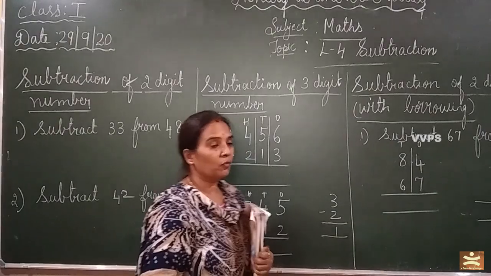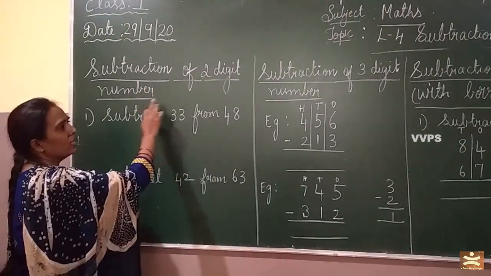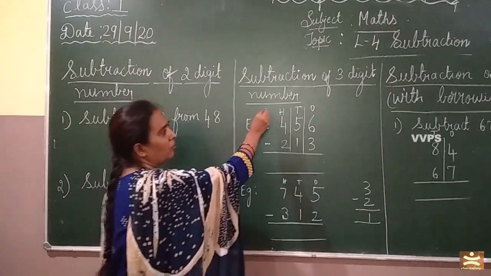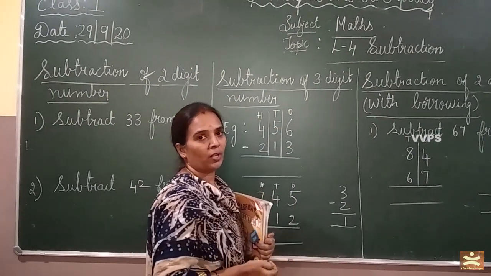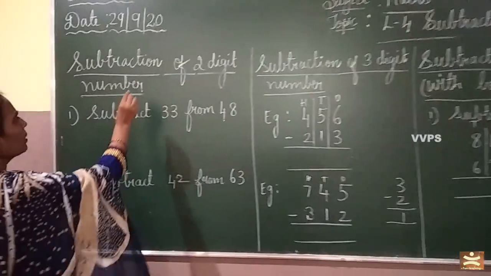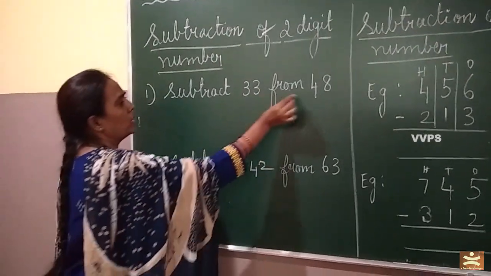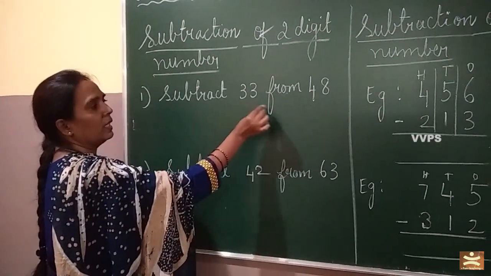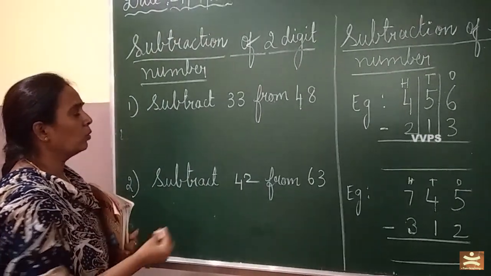Now you will be learning subtraction of 2-digit numbers, subtraction of 3-digit numbers, and subtraction of 2-digit numbers with borrowing. So today we will be learning all those things. So now look at the board here, children. Subtraction of 2-digit number. So you have here two numbers. Subtract 33 from 48. So now here how you have to take note.